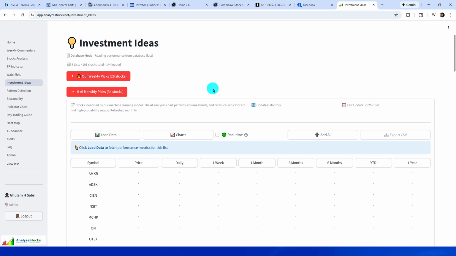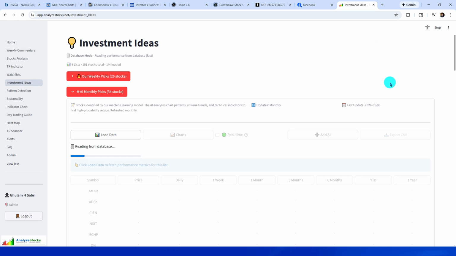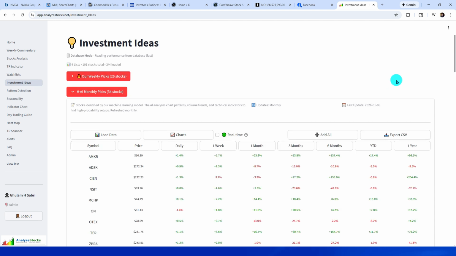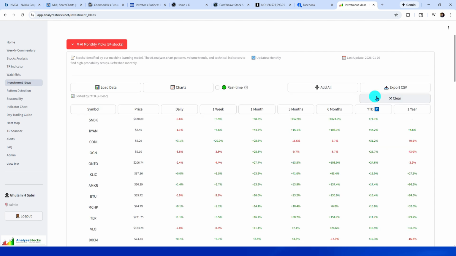So in the beginning of January, this AI system ran, and it selected the following 34 stocks. So let's update this. It's going to upload the data for these 34 stocks from its database. And here it is. If we sort this in descending order on a YTD basis, you can see that these stocks, on a YTD basis, and today is the 26th of January.